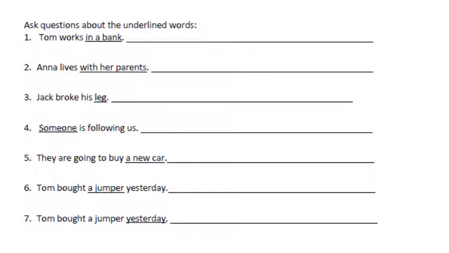Okay, now it's time to practice a little bit. Let's do number 1. Tom works in a bank. So we want to know about the object, the bank. Let's formulate an object question. So first, bank is a place, so we say where. And then the tense is present simple, and we're talking about Tom. So where does Tom work? Excellent.